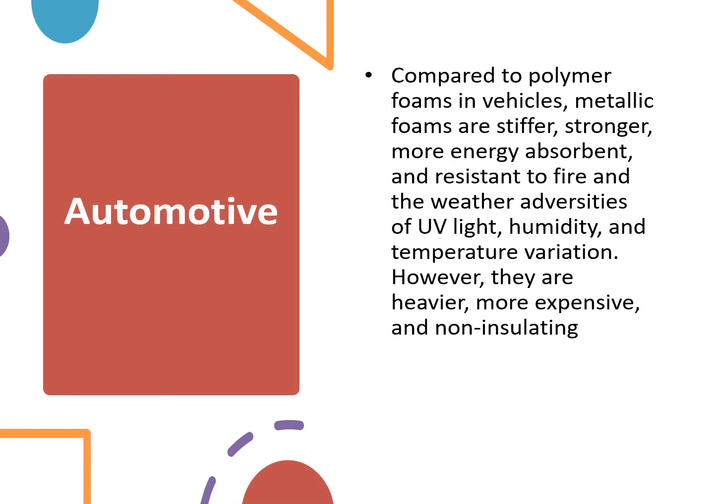Automotive. The primary functions of metallic foams in vehicles are to increase sound damping, reduce weight, and increase energy absorption in case of crashes. Compared to polymer foams in vehicles, metallic foams are stiffer, stronger, more energy absorbent, and resistant to fire and the weather adversities of UV light, humidity, and temperature variation. However, they are heavier, more expensive, and non-insulating.